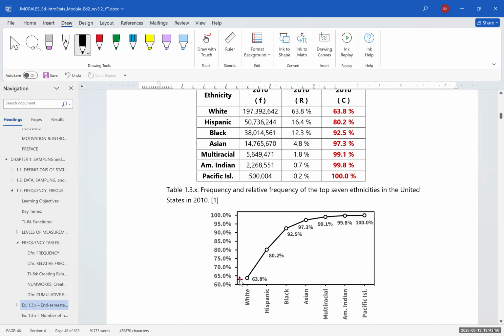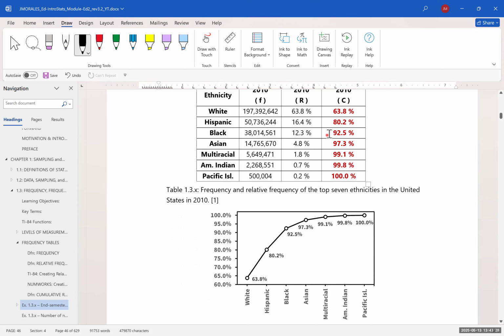Now, I decided not to go with horizontal grid lines. Instead, I put what's called a data label. So I actually labeled the value of this point exactly, and I did that because I had room for it. And it works. Then we've got the Hispanic ethnicity second, and the cumulative relative frequency is now 80.2%.